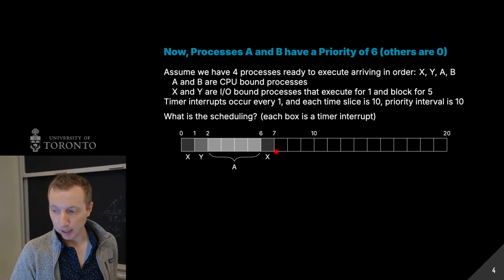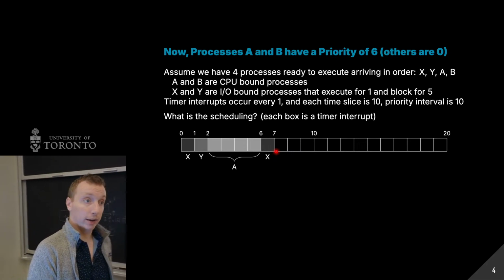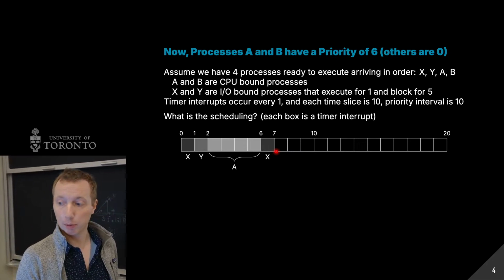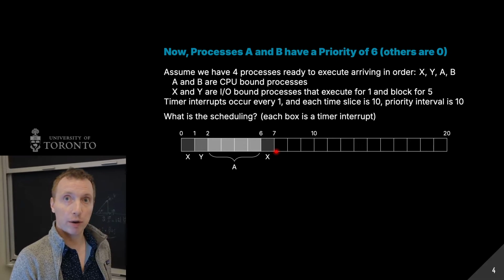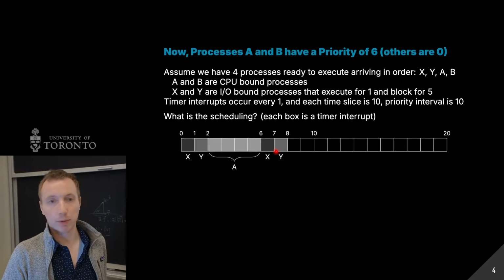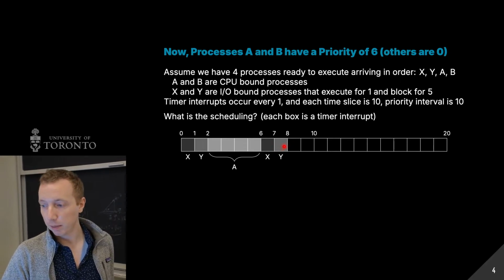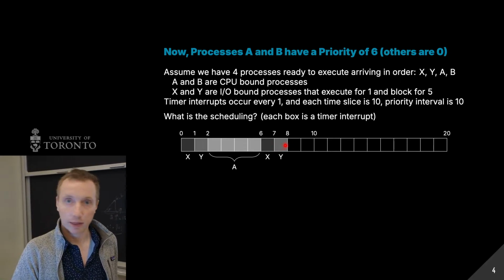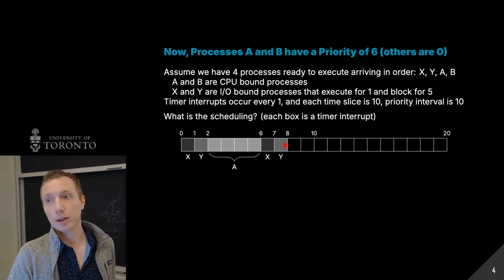Now, at time 7, Y is also ready. Y has a lower priority number than, well, higher priority, lower number than A. So Y would run when it's ready, run for the 1 time unit and block for 5. Now what gets to run?